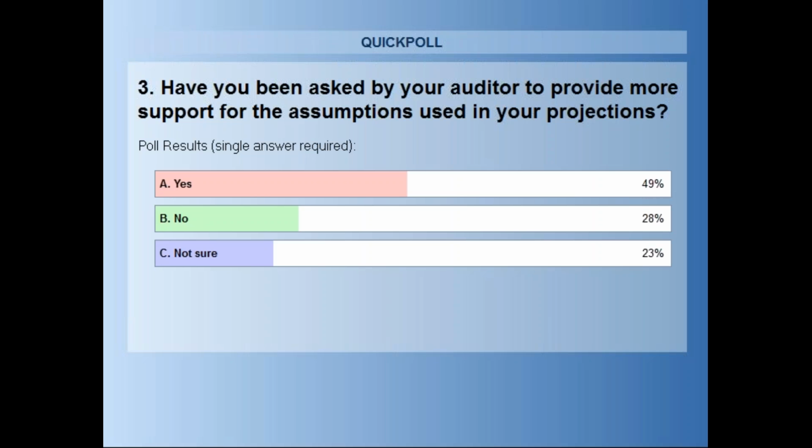So here we can see most everybody voted yes. This is certainly not surprising to us. We audit PPAs and also get audited ourselves, and frequently there is a lot of support requested from auditors, and the assumptions can be very subjective at times, so this is not surprising to us.